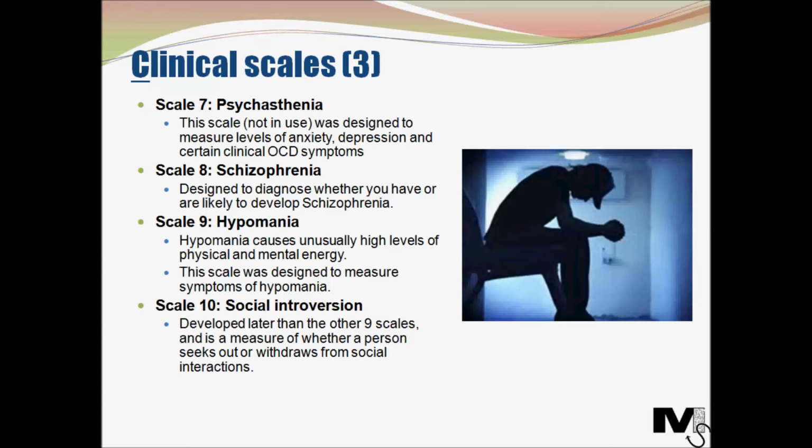The next scale, which is scale 10, measures social introversion. Now, this scale was developed later than the other 9 scales and is actually a measure of whether a person seeks out or withdraws from social interactions. This is therefore a measure of introversion versus extroversion. So these are the 10 scales used in a standard MMPI, and there are a number of questions relating to each scale.